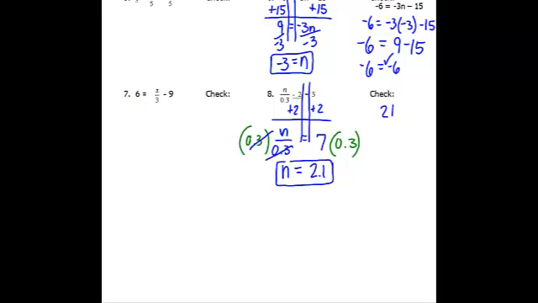Let's check it. Is 2.1 divided by 0.3 minus 2 equal to 5? Well, I think you should go down and divide the 2.1 by 0.3 and make sure you didn't make a decimal mistake. Outside, inside, up. 3 goes into 21 7 times. Is 7 minus 2 equal to 5?